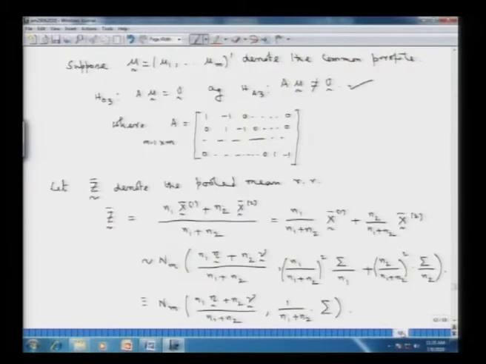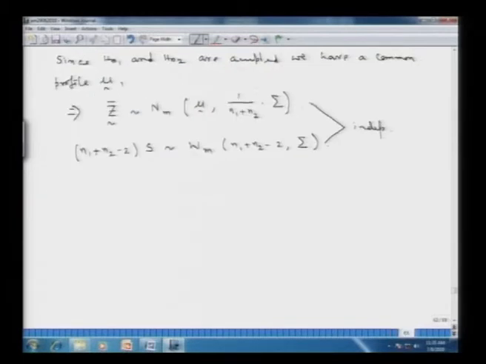Now let us go back to what we have to test. The null hypothesis we have translated as A mu equal to a null vector against A mu not equal to a null vector. So we need to introduce this A somewhere here. So from these two, what we will be having is A times the z bar vector. Now A is a matrix of constants, which is m minus 1 cross m dimension. So this random vector is going to be a random vector of dimension m minus 1. It is going to have a multivariate normal distribution with a mean vector A mu and a covariance matrix 1 upon n1 plus n2 times A sigma A prime, and we make a similar transformation to this Wishart matrix here.